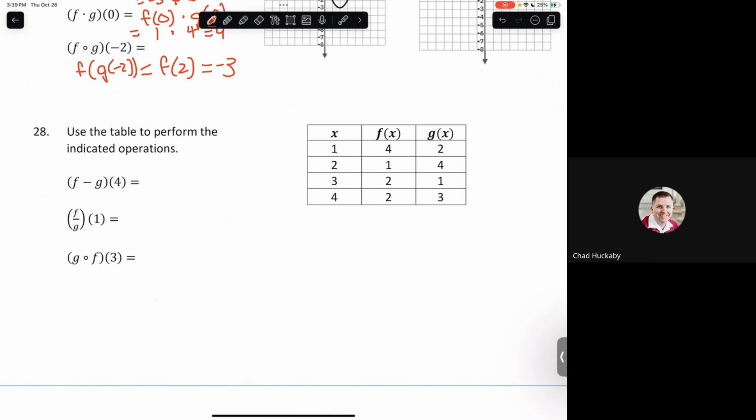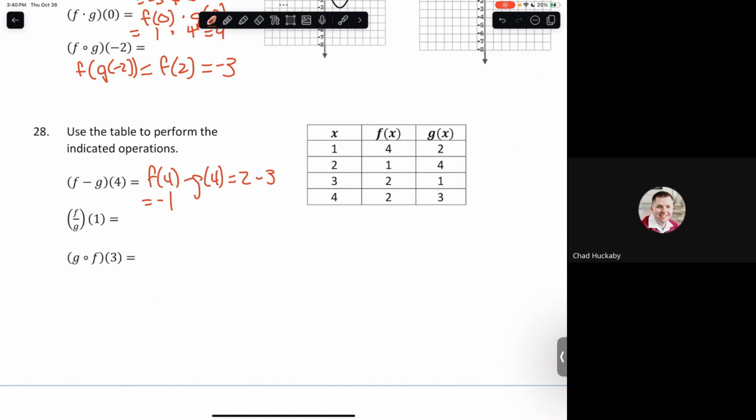So we want to find f minus g of 4. That's the same thing as f of 4 minus g of 4. So f of 4, when x is 4, f is 2. And when x is 4, g is 3. So 2 minus 3, or -1.